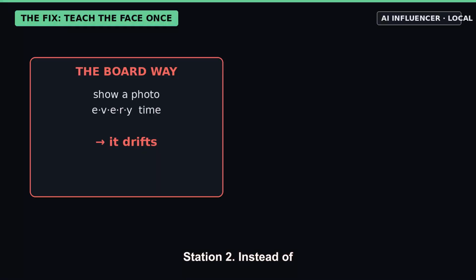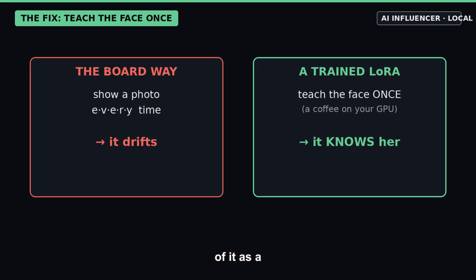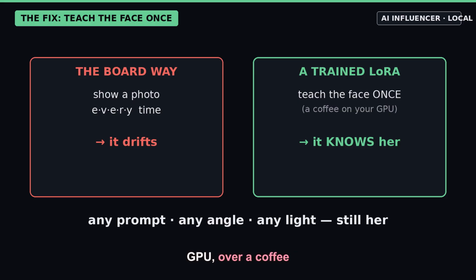Station 2, instead of showing the model a photo every time, you teach it the face once. That trained lesson is called a LoRA. Think of it as a small add-on for your image model that says, permanently, this specific person exists, and here's exactly what she looks like. You gather a set of images of your character, you train once on your own GPU over a coffee or two, and from then on, she isn't a reference you're begging the model to copy. She's someone it knows. Summon her in any prompt, any angle, any outfit, any light, and it's her, because her face is baked into the model now, not clipped to the side of it.